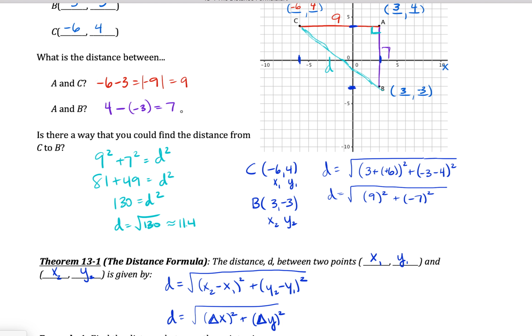And we already figured those out to be 9 and 7, so we got 9 squared, and we got -7, but when I square it, it's going to become a positive number. So d is going to be the square root of 81 plus 49, which is the square root of 130, which is about 11.4, which is what I found over here using the Pythagorean theorem. So you can see it's really based off the Pythagorean theorem.